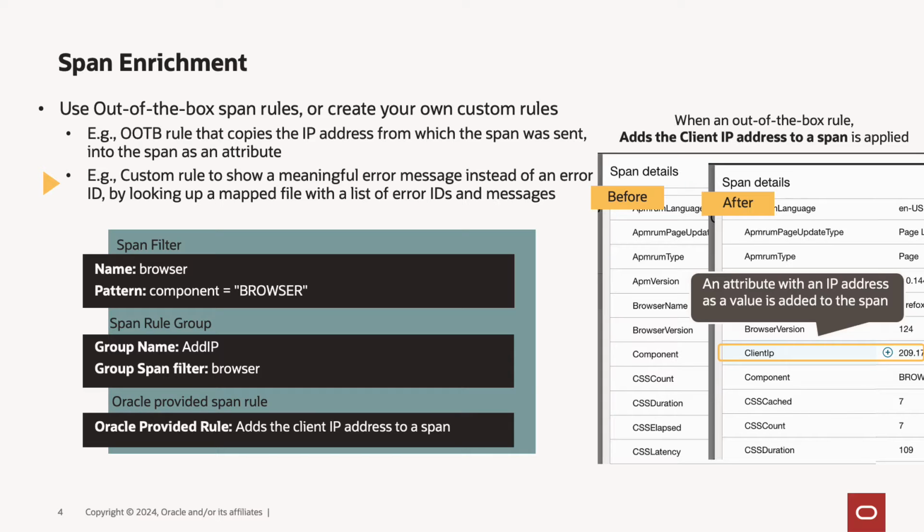For example, as we mentioned in the previous slide, you can configure the rule to show a meaningful error message in the attribute instead of an error ID by looking up a mapping file which has a list of error IDs and error messages.